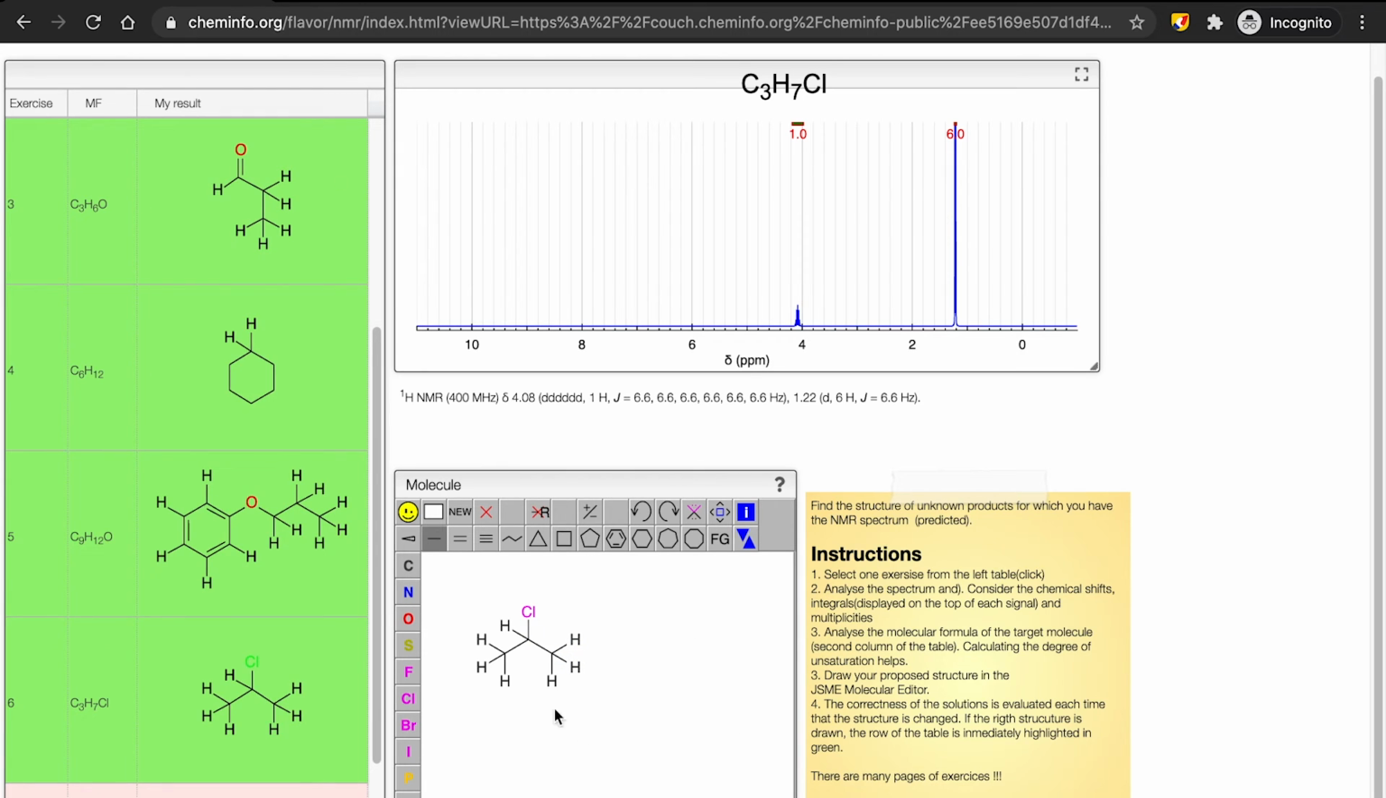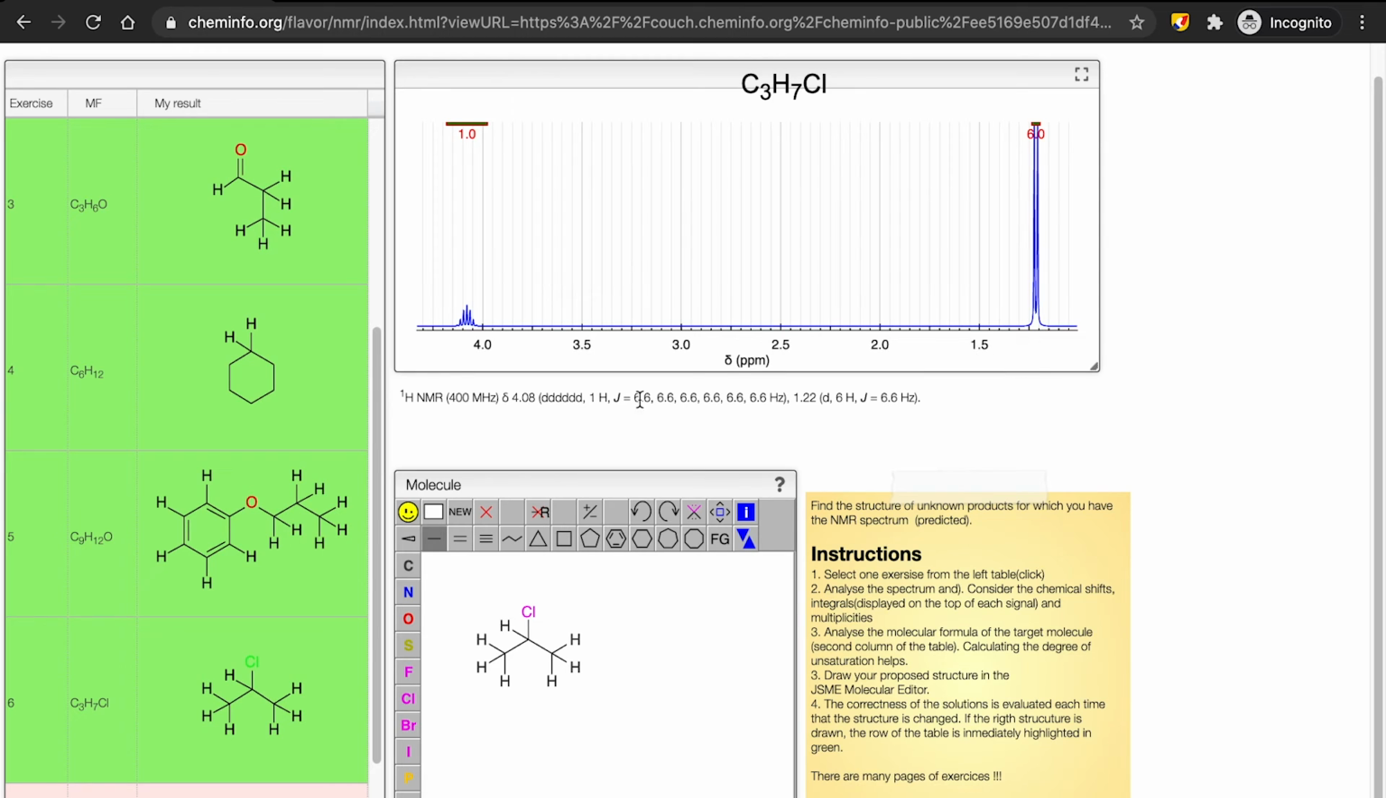There. And we have the answer. So let's make sure that this structure makes sense. Let's zoom in here on our signals. This signal right here, the one at 4, is very difficult to see.